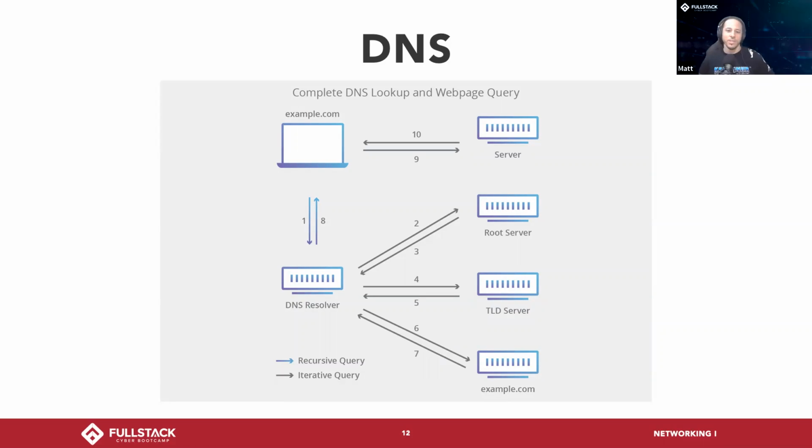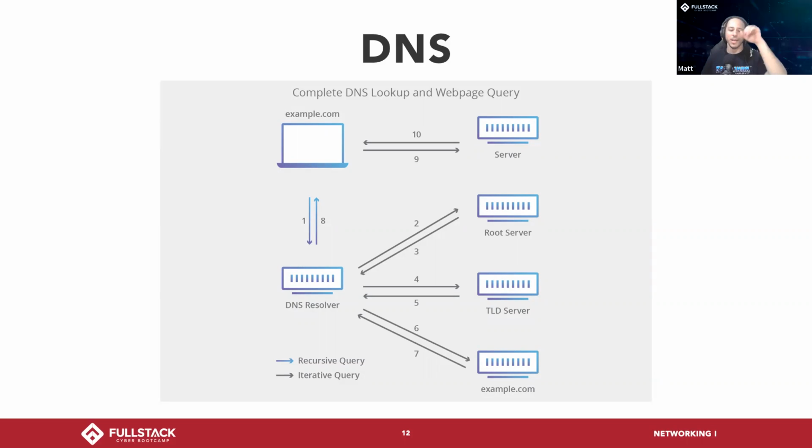So what it's going to do is make a request to a DNS resolver. It's going to say, hey, DNS resolver, what's the IP address of example.com? Please tell. And this DNS resolver is going to check its cache. In this example, we'll say it doesn't know what it is. So it's going to have to find it out. So the DNS resolver is going to ask a root server for some information.